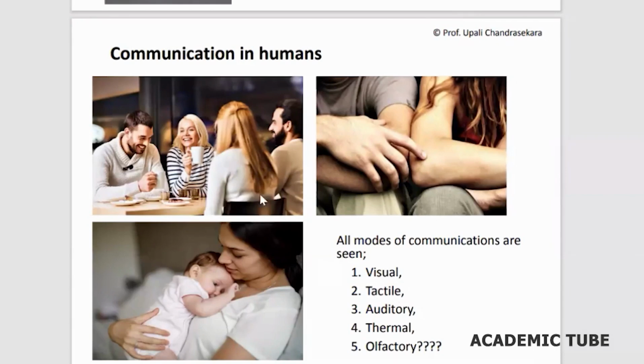At the same time, it's possible that they touch each other. Auditory communication is possible. Now, when they are closer to each other, it is possible that they get the body warmth, the temperature of the other person. So that is thermal communication. So all these major communication channels are being operated as far as the human species is concerned.